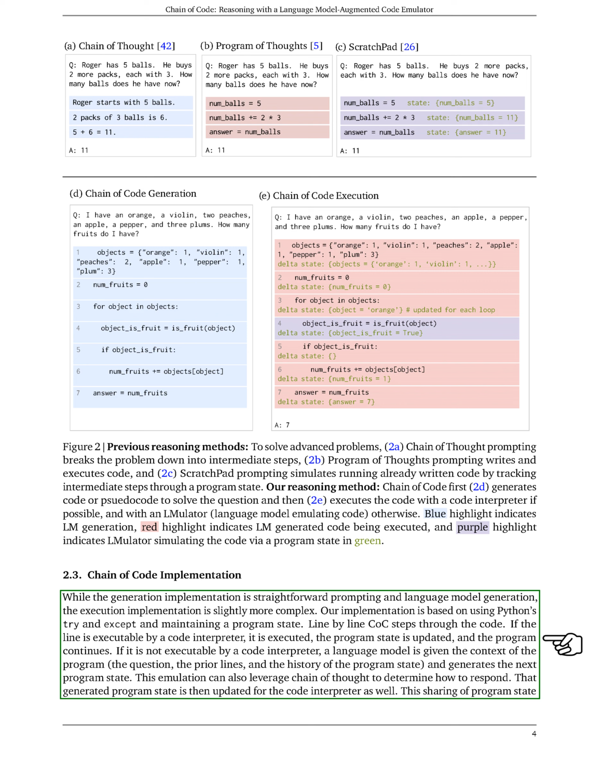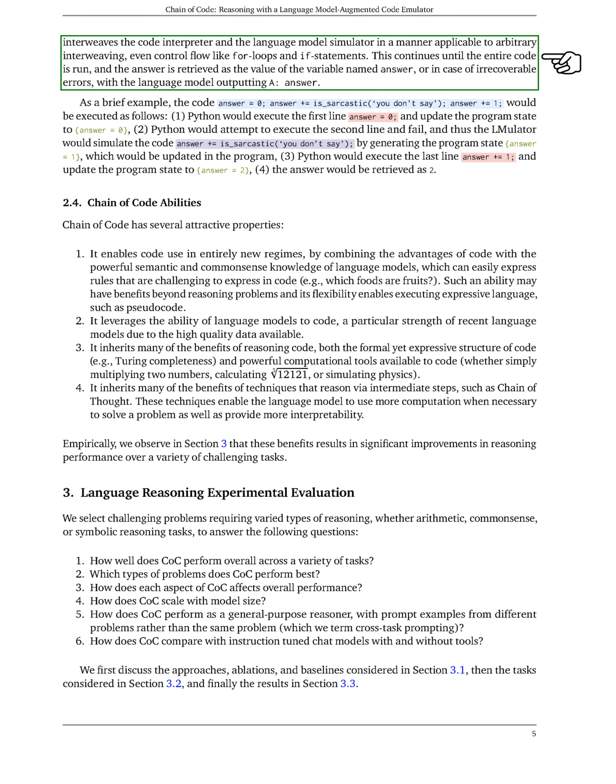This emulation can also use the chain of thought to decide how to respond. The generated program state is then updated for the code interpreter as well. This sharing of program state intertwines the code interpreter and the language model simulator in a way that can be applied to any interweaving, even control flow like for loops and if statements. This continues until the entire code is run, and the answer is retrieved as the value of the variable named answer, or in case of irrecoverable errors, with the language model outputting an answer.